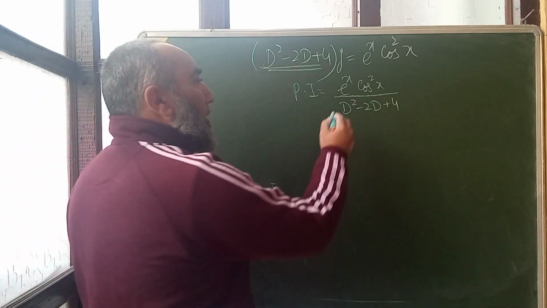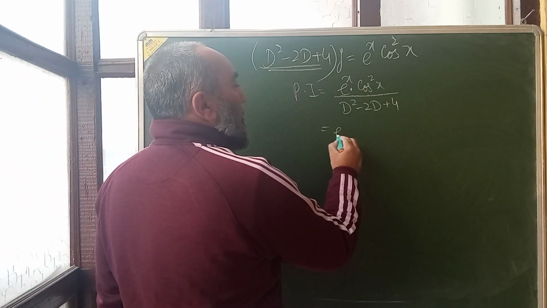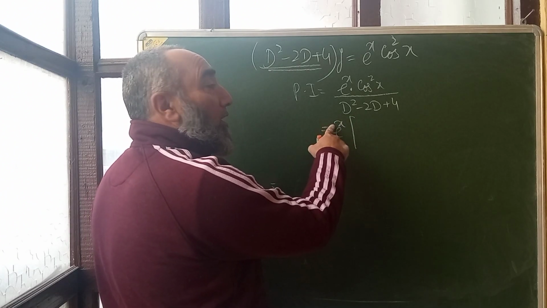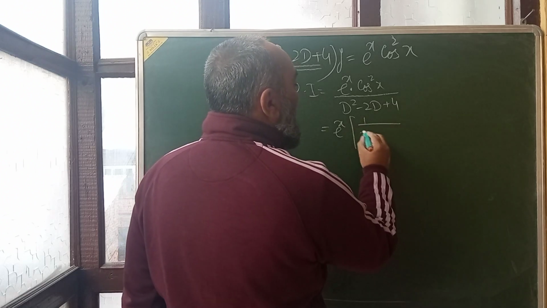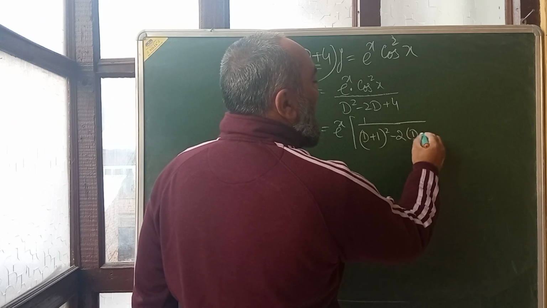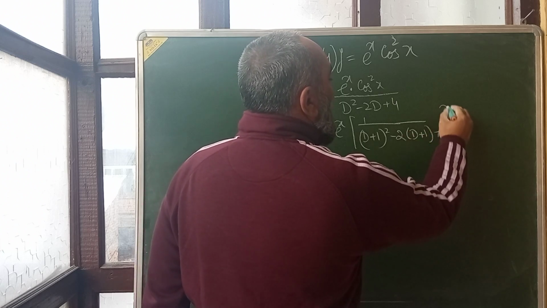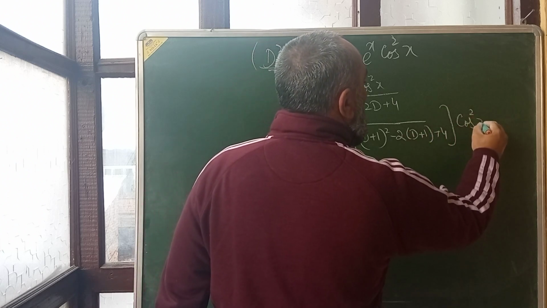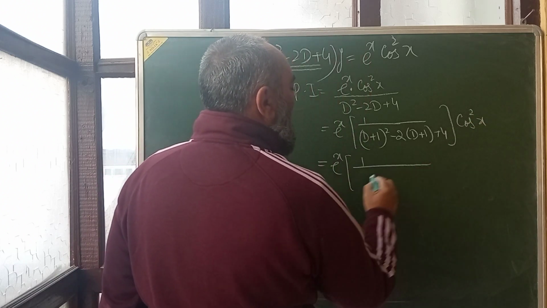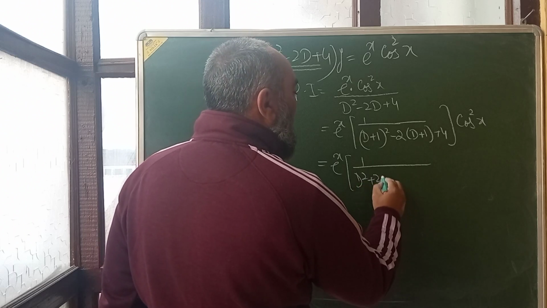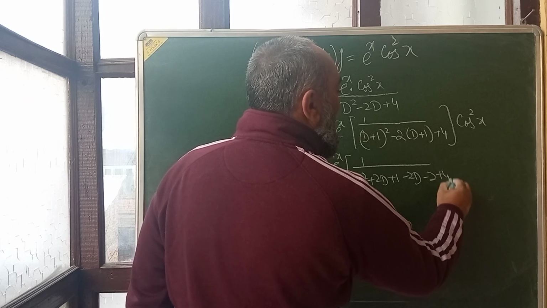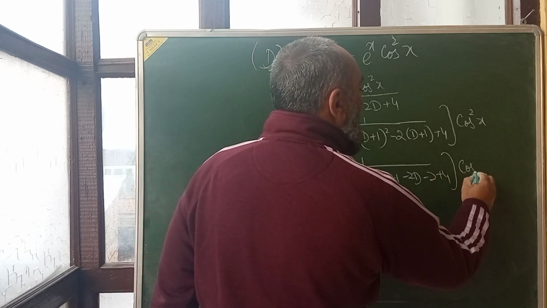What you are supposed to do is find the particular integral. So e raised to the power x, replace D by D plus a. a is 1 here. It is (D plus 1) squared minus 2(D plus 1) plus 4, operating on cos squared, which is e to the power x times 1 upon D squared plus 2D plus 1 minus 2D minus 2 plus 4, operating on cos squared.